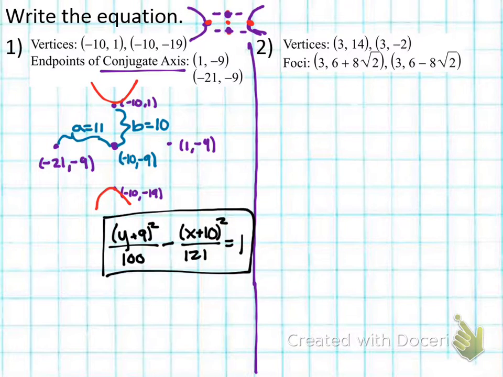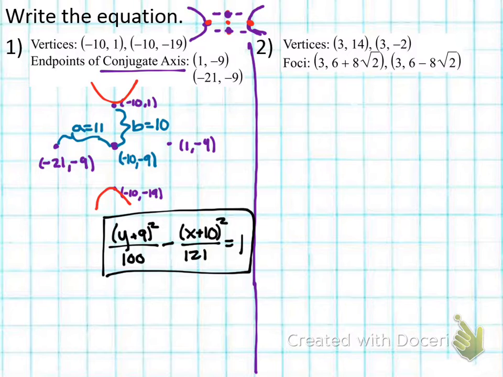Okay, and that's because my center is negative 10, negative 9. So negative 10 here for h makes this x plus 10. Negative 9 for k turns this into y plus 9. B is 10, so b squared is 100. That goes with the y value, remember. And then a is 11, so a squared is 121.